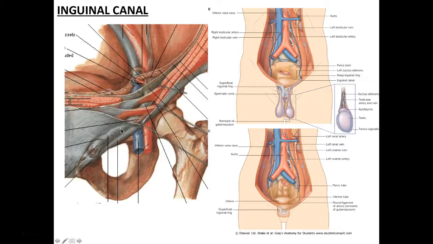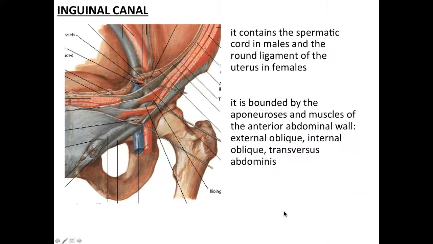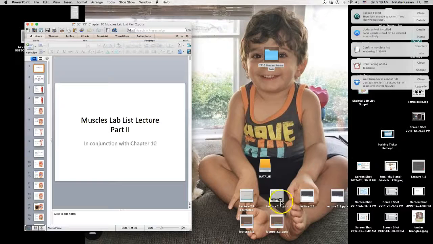And this is really important too, because this is where the testicles are going to move down. So first the testicles are actually up here in the abdomen, and then they're going to move their way down through this canal and then descend on into the scrotum. And you can see here is the round ligament of the uterus moving through. Okay, so that is it.